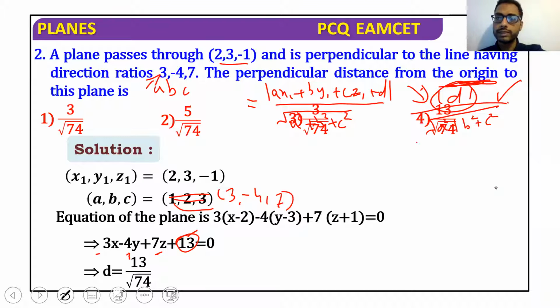Is there any doubt in first and second question? Let me know in the chat box if you have any doubts in first and second question. No. From Omkar. Others? No doubts from Rutik. Okay, perfect. So we'll move further.